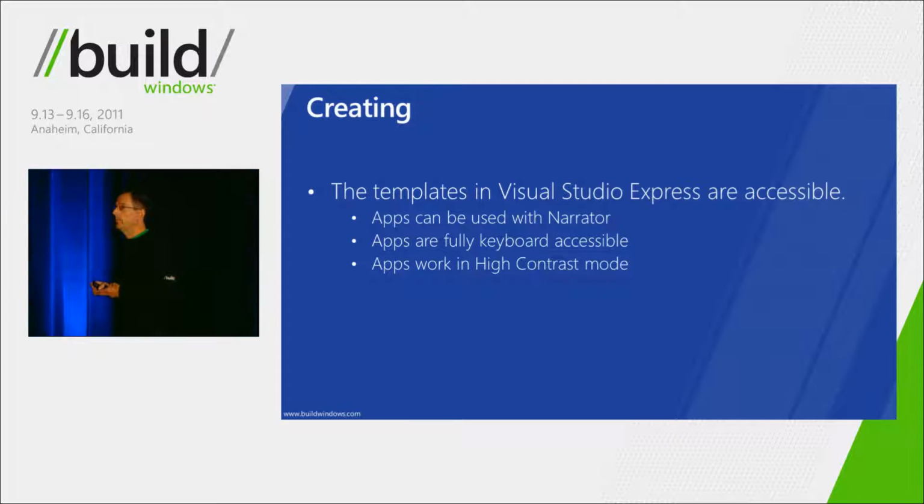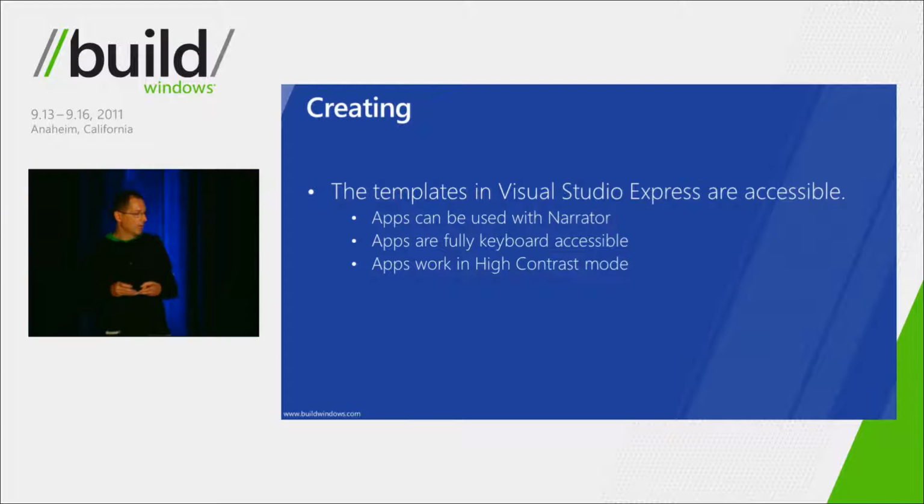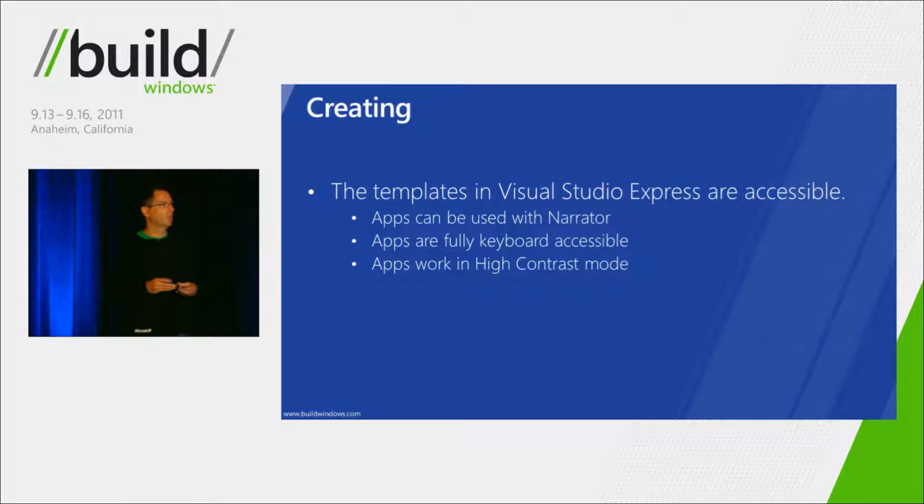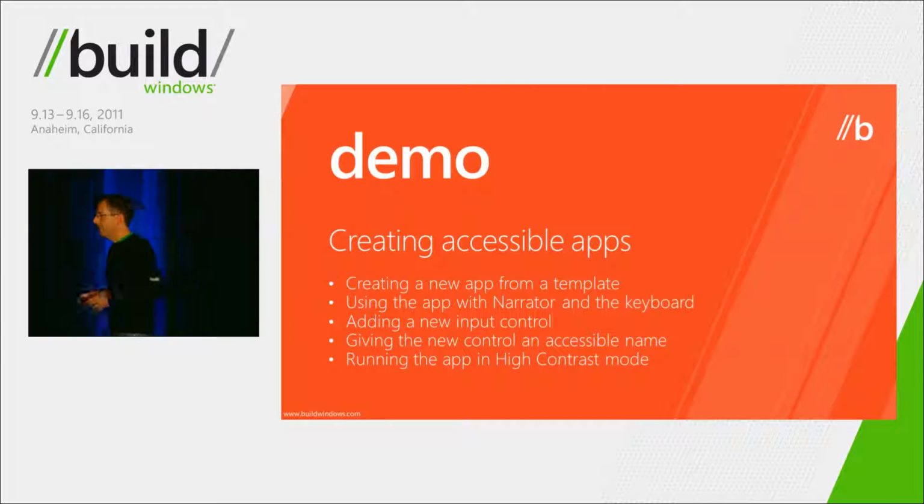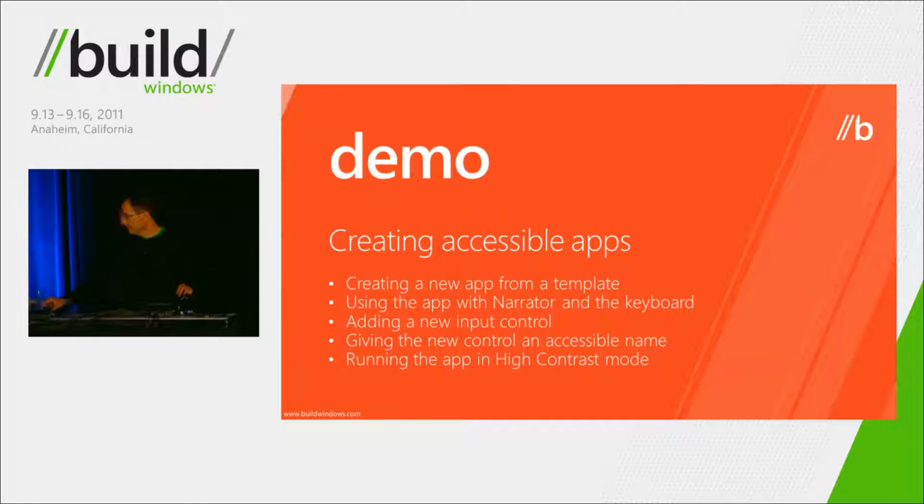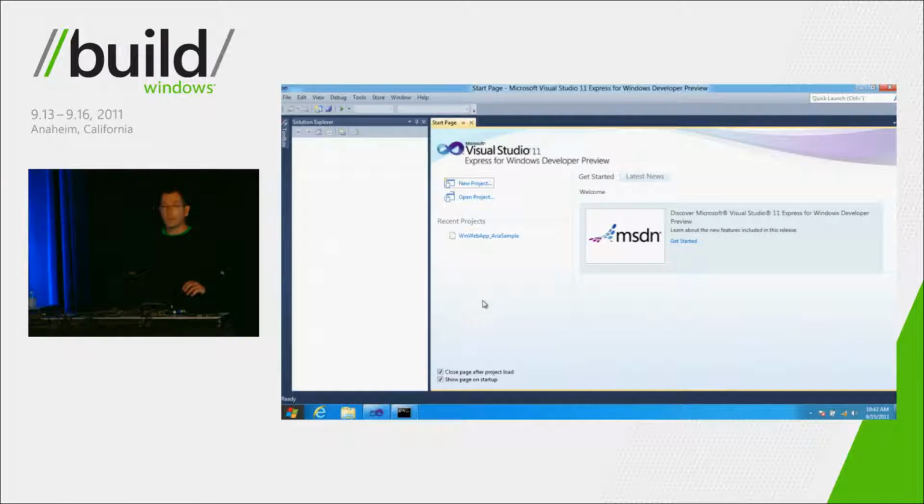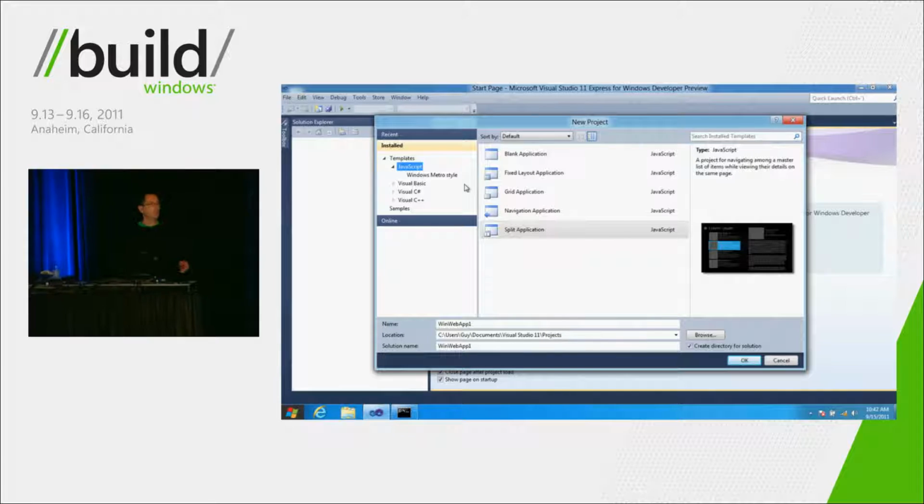You'll need to check that your app is fully keyboard accessible, and also I'll be running the app in high contrast with a high contrast theme to see what happens by default when I switch to high contrast. Okay. Right, so I'm in Visual Studio. What I'm going to do is create a new project. And I'm going to create a new project, a Metro-style app with JavaScript. I'm going to base it on the split application template.